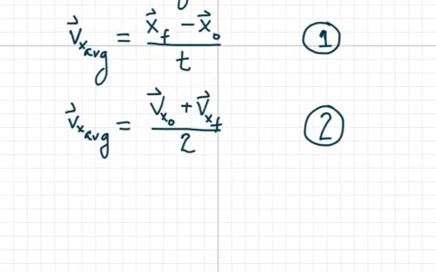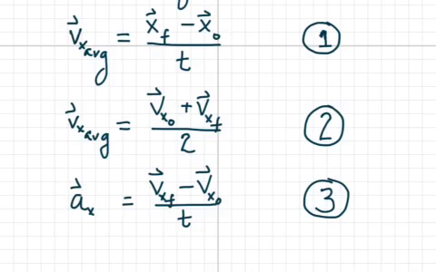And our last axiomatic equation is going to be constant acceleration in the x direction, and it just equals the final velocity in the x direction minus the initial velocity in the x direction over time. So we're going to use these three equations to build our kinematic equations in the x direction.